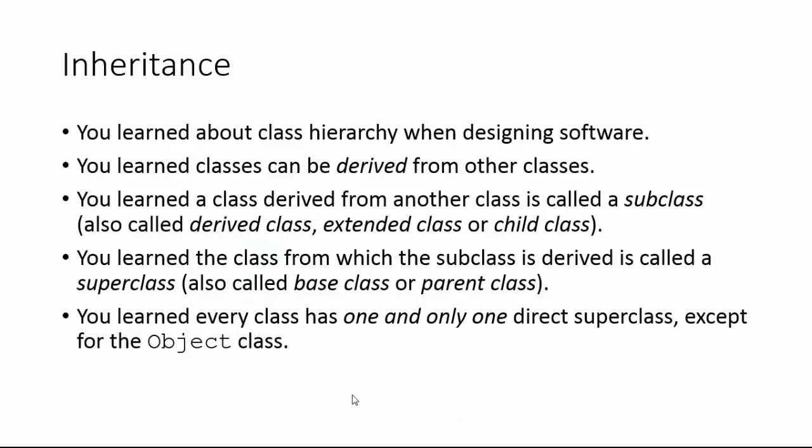In this tutorial, you learned about class hierarchy when designing software. You learned classes can be derived from other classes. You learned a class derived from another class is called a subclass, or derived class, extended class, or child class. And you learned the class from which the subclass is derived is called a superclass, which is also called base class or parent class. You learned every class has one and only one direct superclass, except for the Object class.